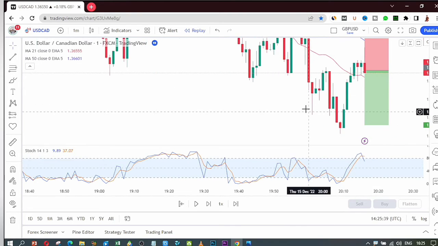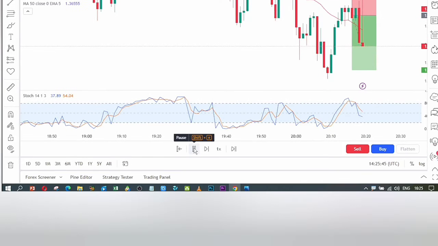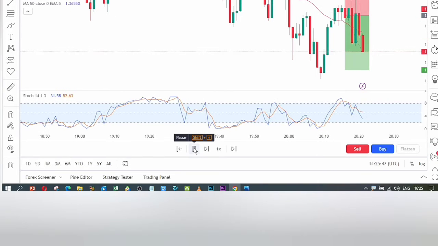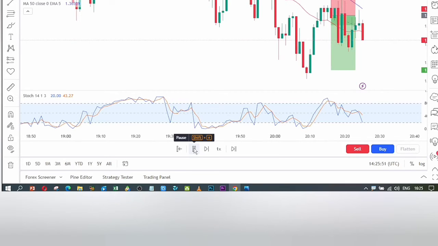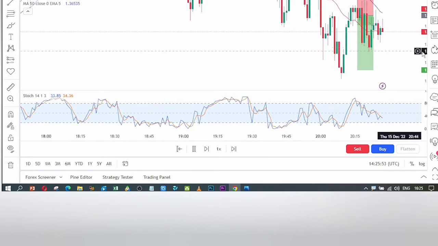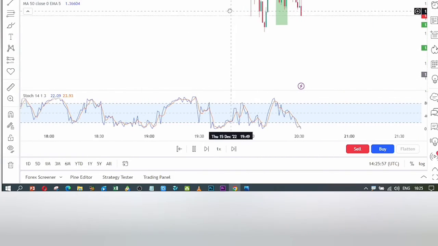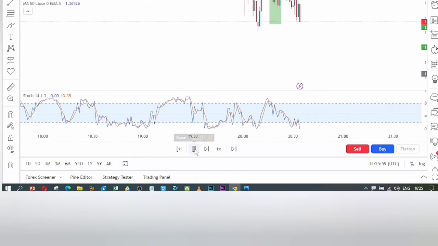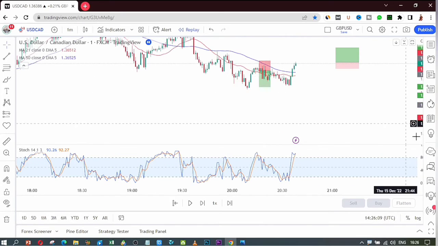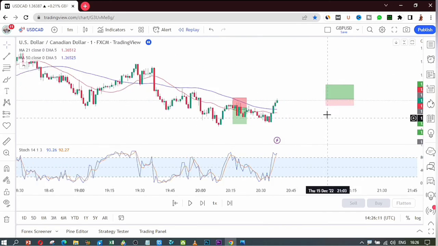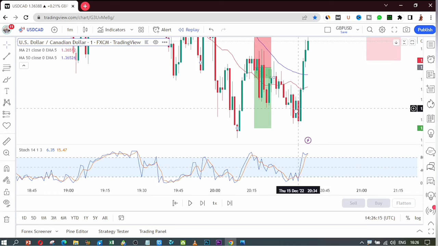Once I do this, if I click play, you're going to see the market most of the time is likely to move in your direction. This strategy works really well. Sometimes it's not going to go as you plan, but most of the time you are going to make profits with this strategy. Let's keep moving and see what happens next. As you can see right here, the market almost went to hit your take profit, but didn't actually reach your take profit.